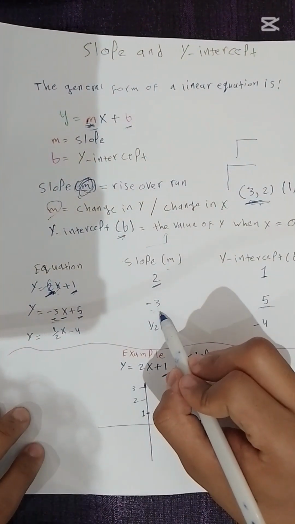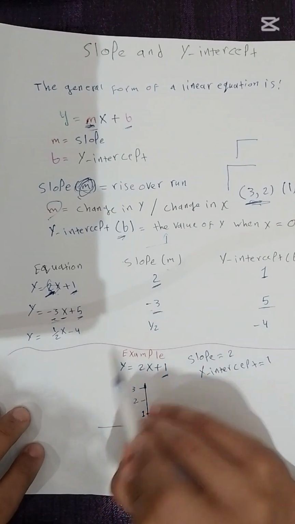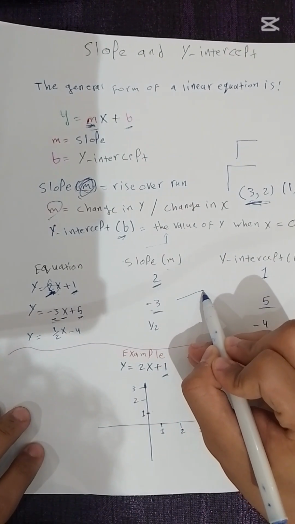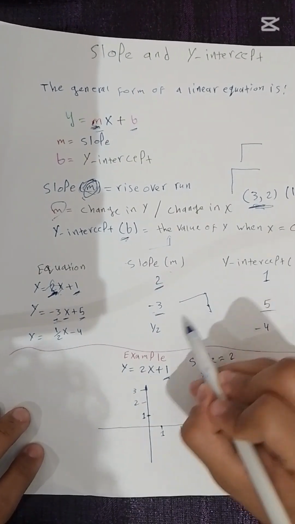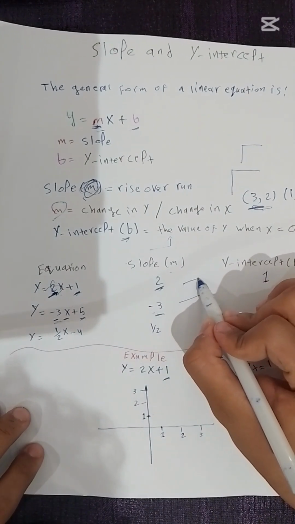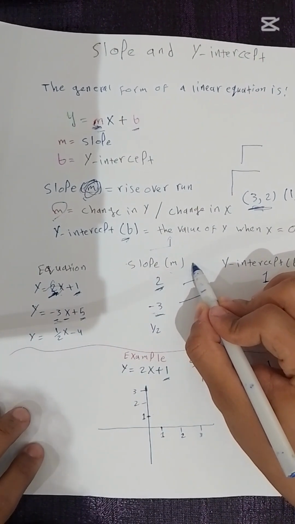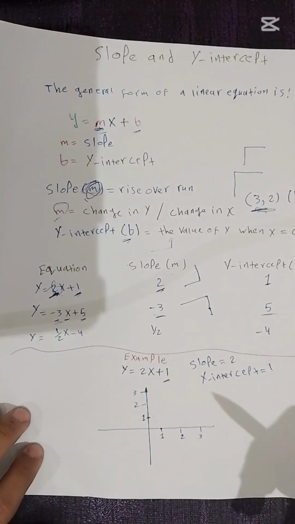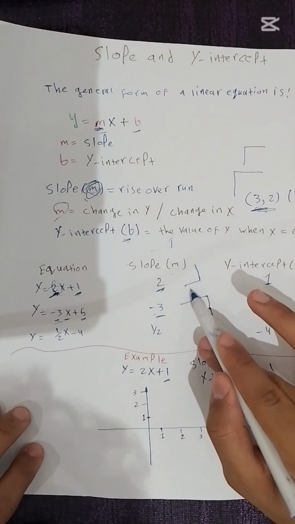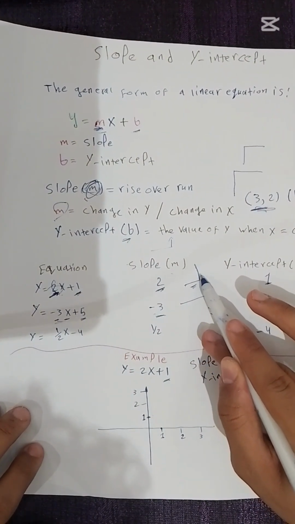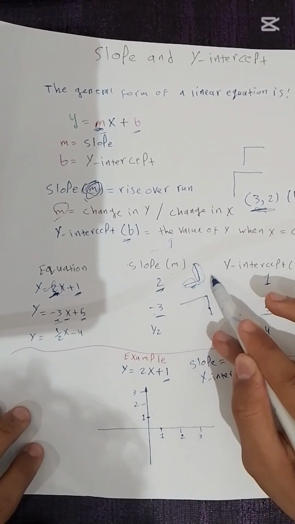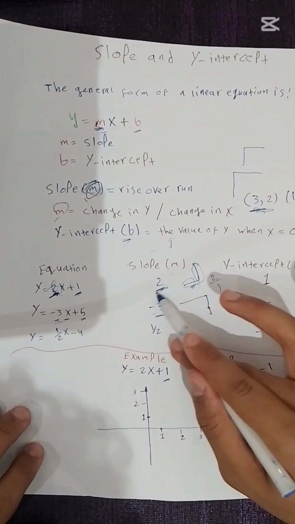For example, here we have negative 3. When we go to the right 1, go down 3. So the slope is negative 3. And here 2, go 1 to the right and 2 up. Like we have learned, the slope is change in y over change in x. So the change in y here is 2, and the change in x is 1. So 2 over 1 is 2. So this is the slope.